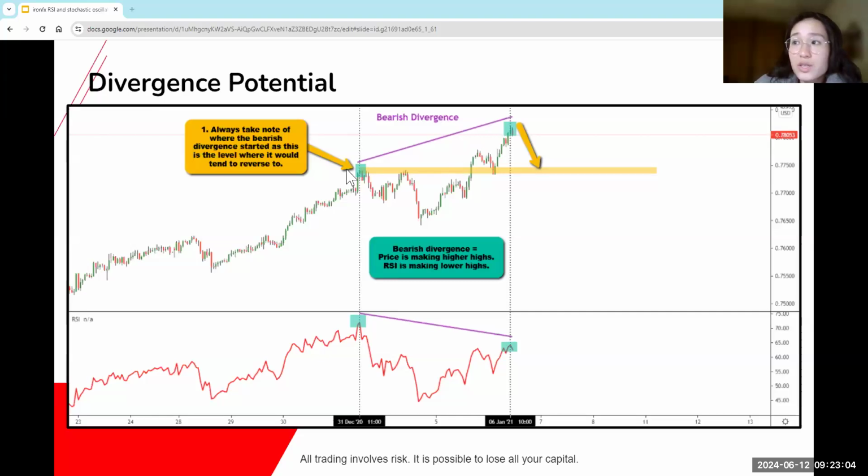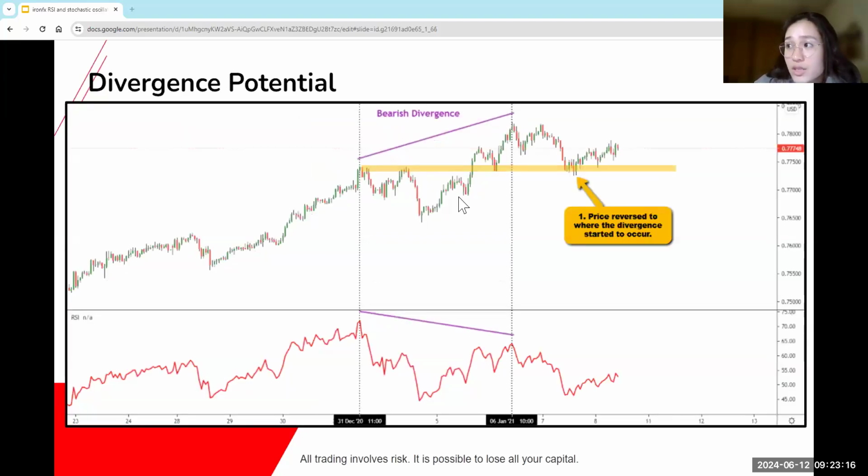And we are expecting price to rebound to that same level, also because of that overlap level that I mentioned earlier. So we have two factors now coming into play, your bearish divergence and your overlap level. Okay, and you can see that's exactly what happened. Price reversed nicely back down to where the divergence started to occur.